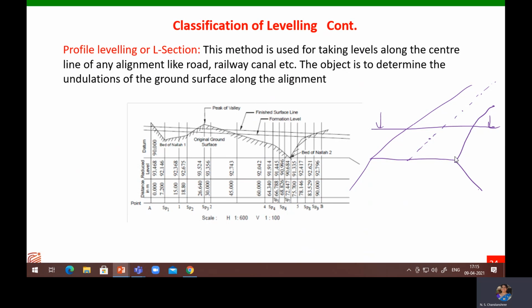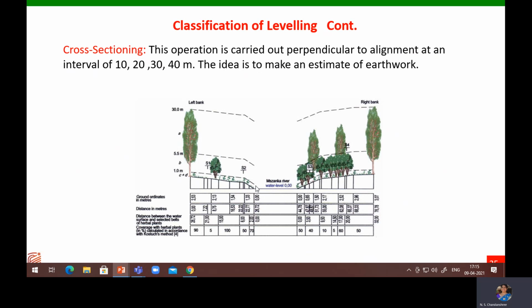This kind of survey is conducted for projects like the alignment of roads, railways or canal projects. Cross sectioning, as I told you, is in the transverse direction. If we take the levels there, it is called cross sectioning. Generally we mark the center line, and from the center line, at certain intervals on either side, the levels are noted down.